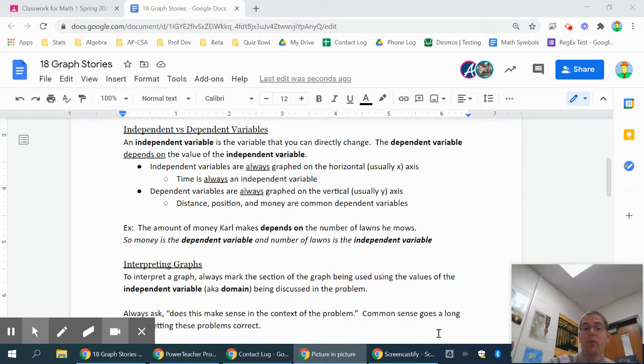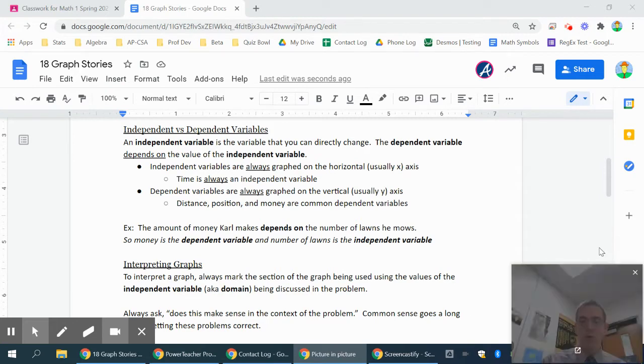Dependent variables are variables that depend on the value of the independent variable. So a dependent variable would be something like distance, position, money, because it usually depends on something else. We can see in this example, the amount of money Carl makes would depend on the number of lawns he mows. So money would be your dependent variable, and the number of lawns would be the independent variable. We've talked about this before in class, but just a quick review today.